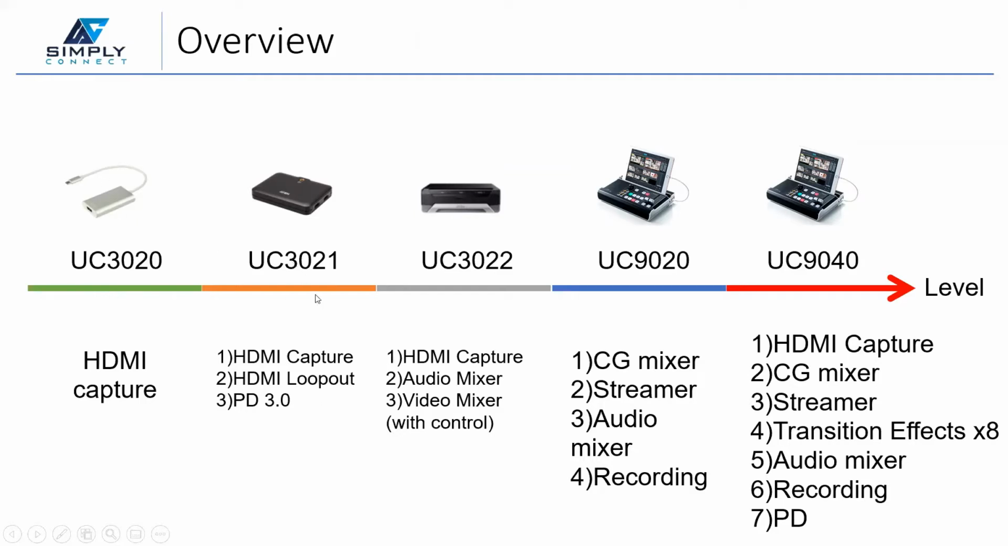Then we have the UC3021. This one has an HDMI capturing input and at the same time has a loop out. So if you want to see the content that you're actually capturing, this will be helpful. This one will plug into your PC to do the streaming out as well. And then this is a mid-tier product. The UC3022 is a mid-tier product. This one you can have audio mixing and also video mixing. You can have two inputs go in, mix in with a microphone audio or line in audio, and then capture the content to stream out. So this is a mid-tier product.